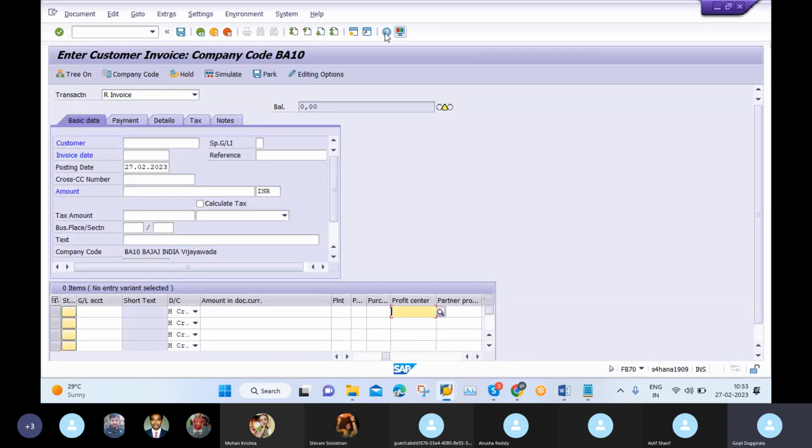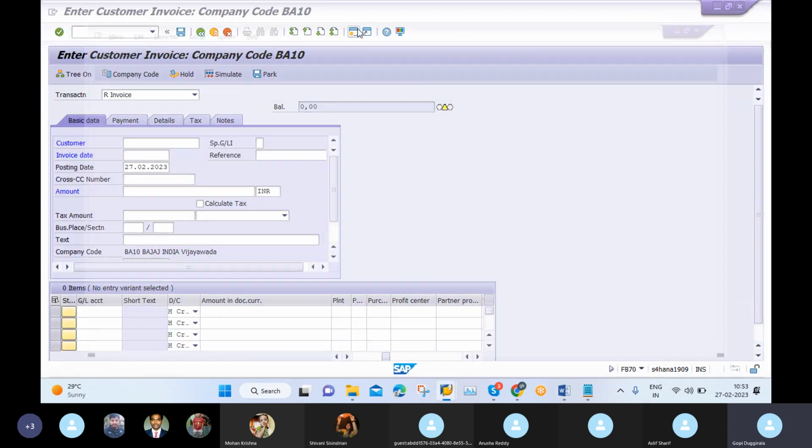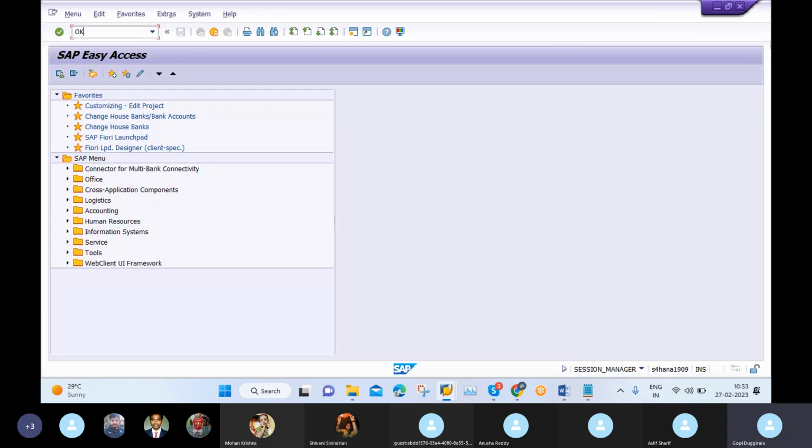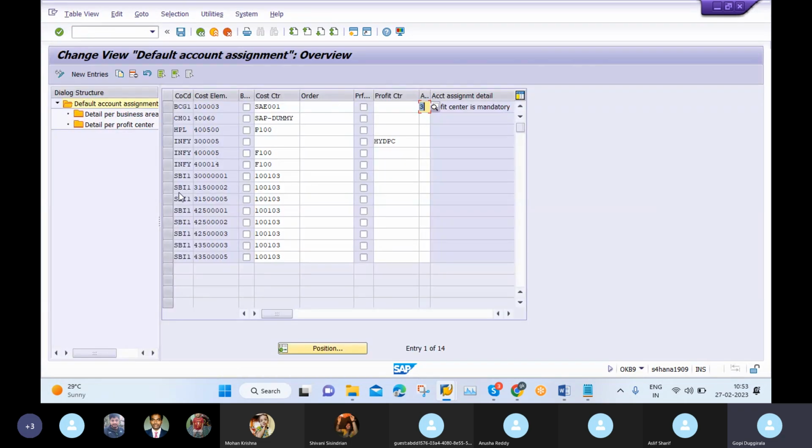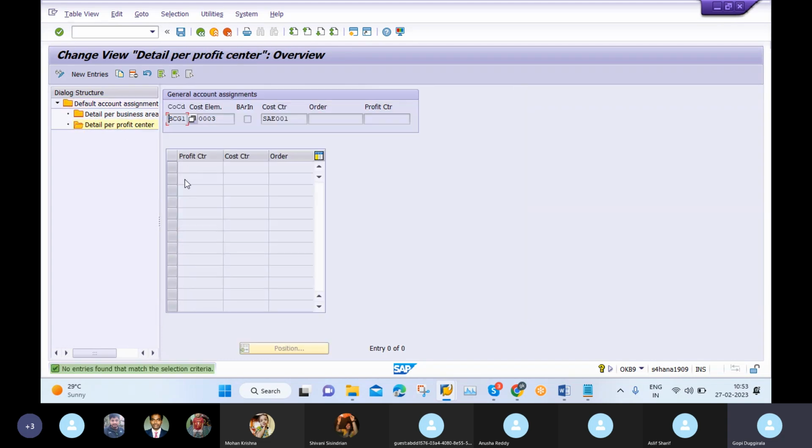I will show you. If I go to OKB9, already నేను మీకు చెప్పా ప్రాజెక్ట్ క్లాస్లో, but again I will show you. If you go to OKB9, here you can see if I maintain this one as my profit center is mandatory in this area, this is my corresponding GL account. For this GL account, I will maintain my profit center and cost center in this place.